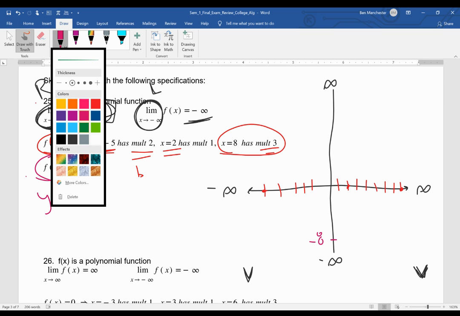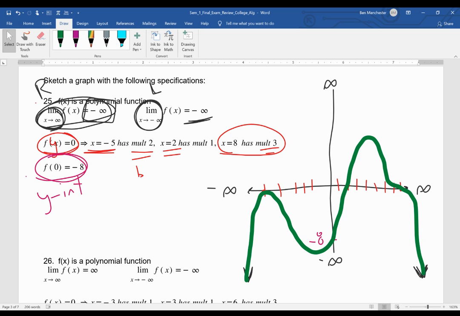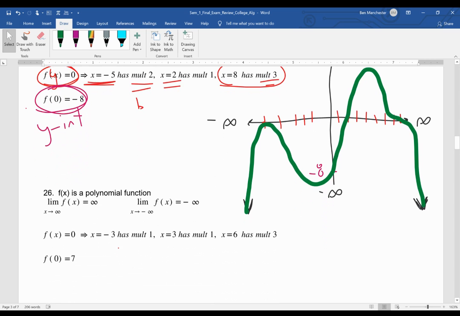So we know that it starts at negative infinity and it has to come up to negative 5 and bounce. Somehow it makes it over here to negative 8, goes up through positive 2, comes back down towards 8, and it needs to cross flatly. So that's what it's like to have a flat cross rather than a normal cross. So there's your first one.